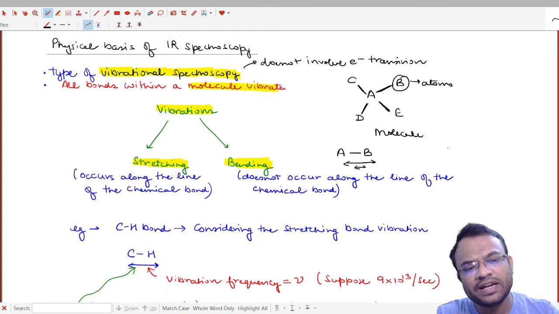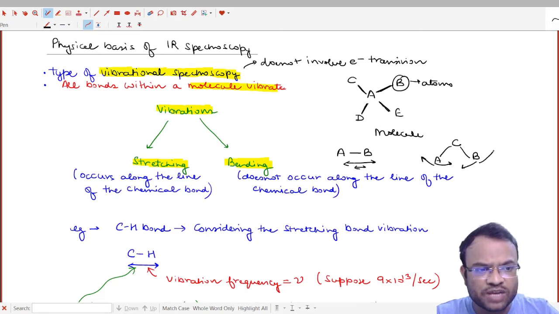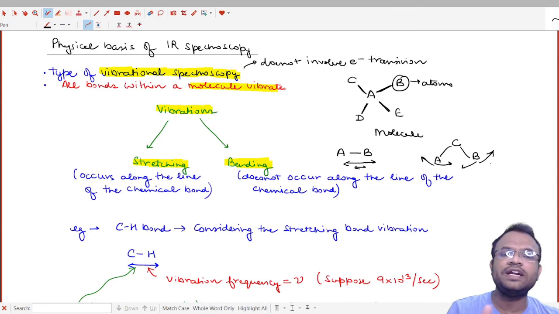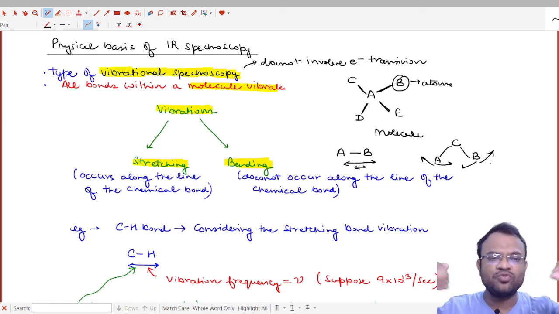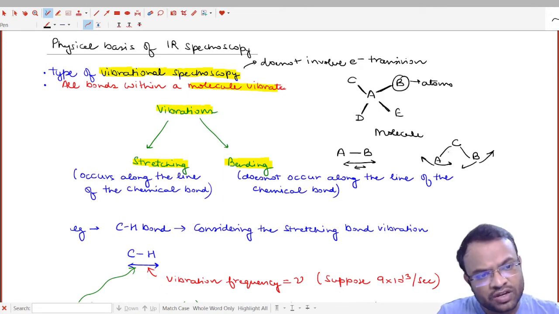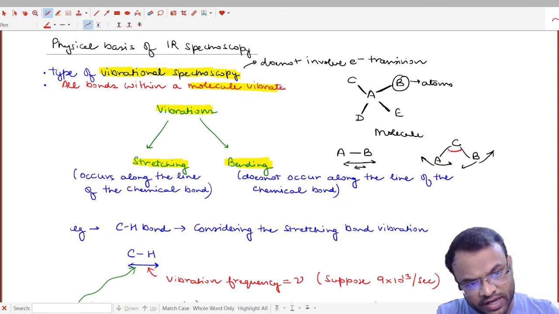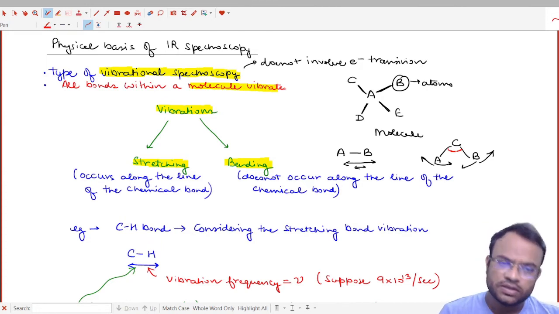Now if I talk about bending vibration, suppose this is C, this is A, this is B. Now this A can move this side also, this B can move this side also. This is called bending vibrations. That means movement like this, or changing the angle of the bond. If A or B move in this direction, definitely the bond angle would change. This causes bending.